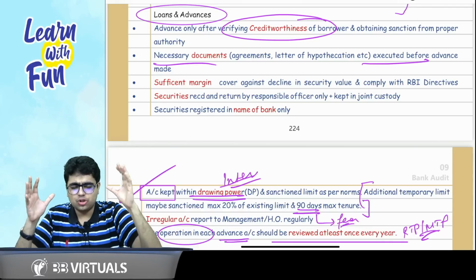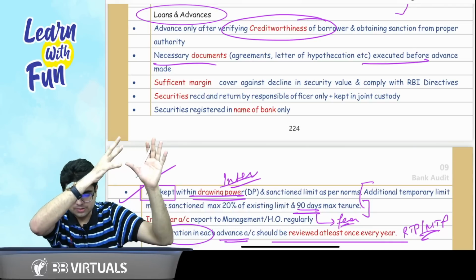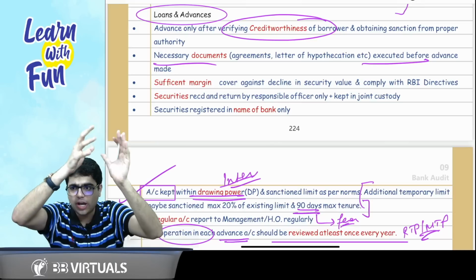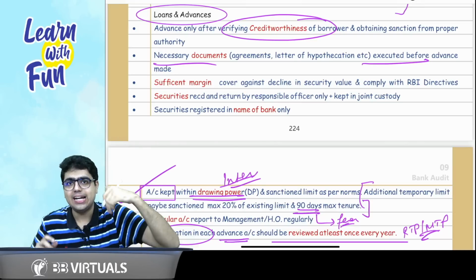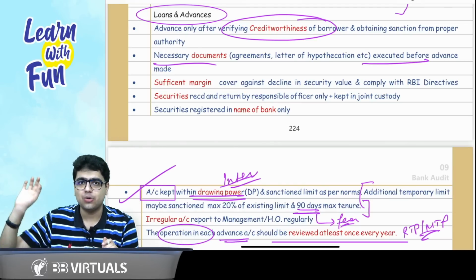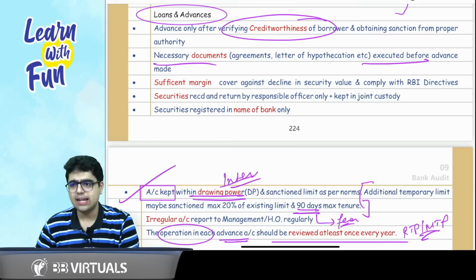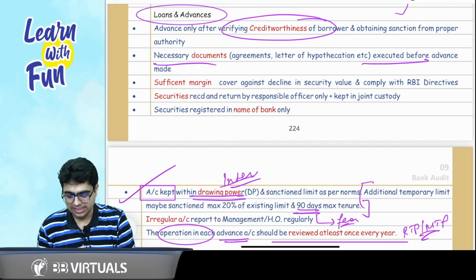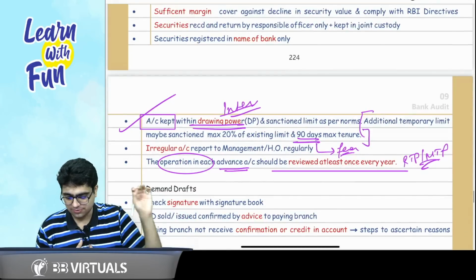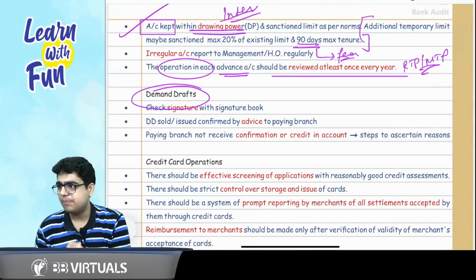All the accounts should be kept within the drawing power and sanction limit. Additional, how much can be given? 20%. But for how many days? Maximum 90 days. Irregular account needs to be reported to head office, and operation should be reviewed at least once in a year. So what about the demand drafts?